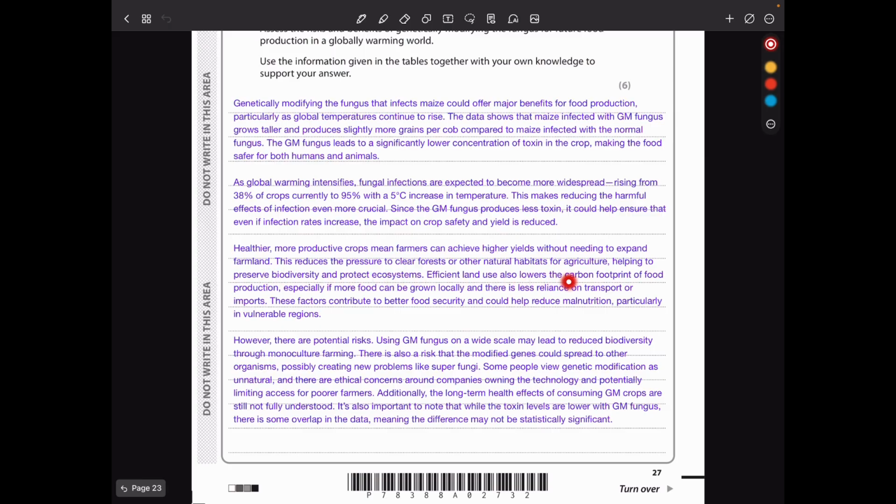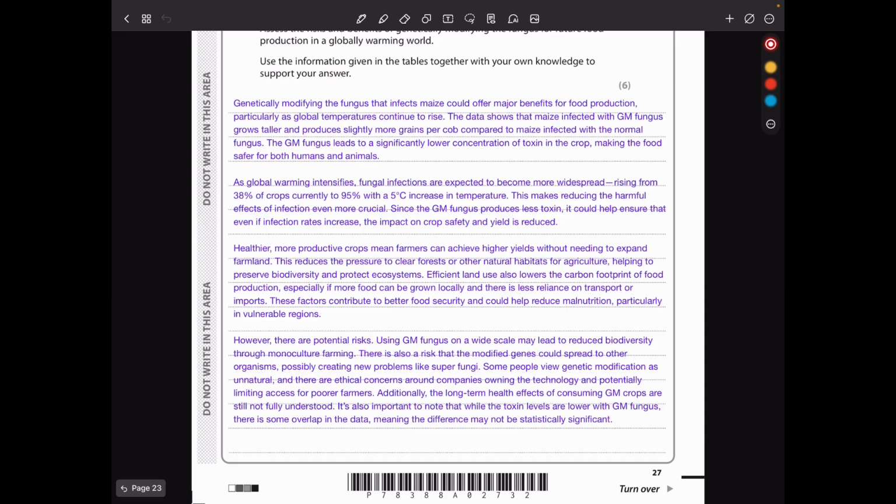Efficient land use also lowers the carbon footprint of food production, especially if more food can be grown locally and there is less reliance on transport or imports. These factors contribute to better food security and could help reduce malnutrition, particularly in vulnerable regions. However, there is a potential risk. Using GM fungus on a wide scale may lead to reduced biodiversity through monoculture farming. There is also a risk that the modified genes could spread into other organisms, possibly creating new problems like superfungi.